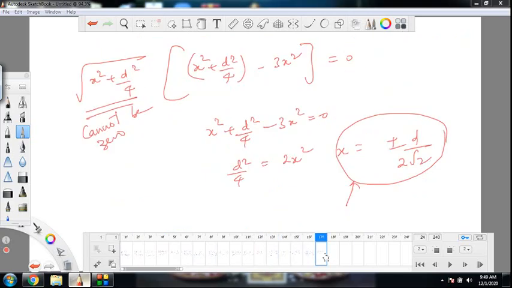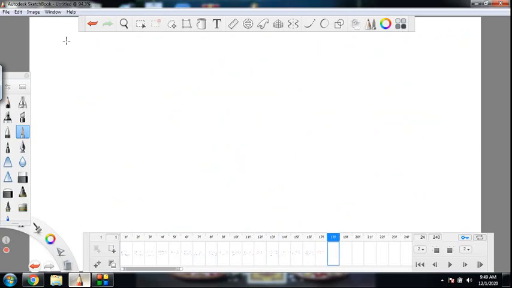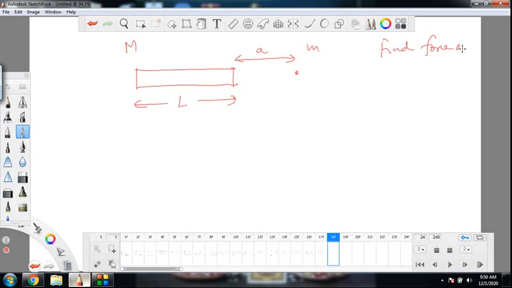Okay. Now, what if I have the last problem for this lecture? What if I have a rod of length L and mass M and another point mass m, and let us say the separation from this end to that point mass is A. What is the force exerted by point mass on rod or rod on point mass, whichever way, because they are an action reaction pair. So find force on rod due to point mass. Suppose this is the question we want to do.